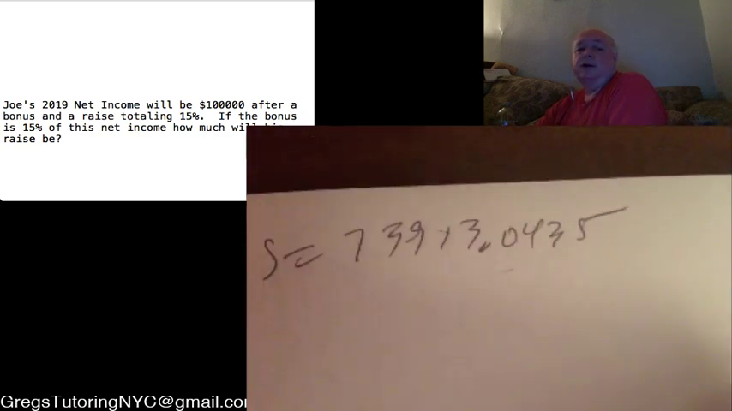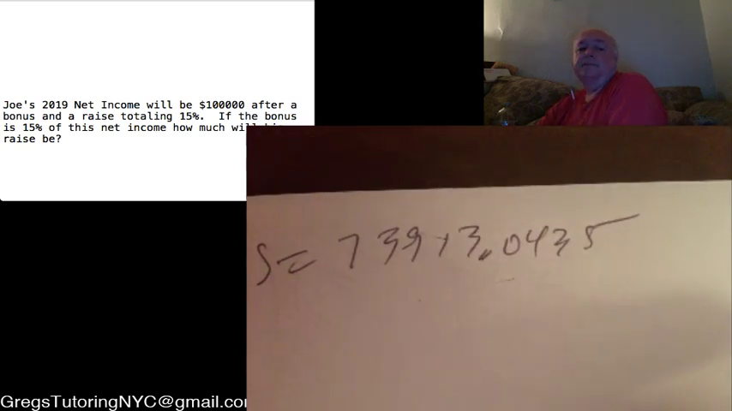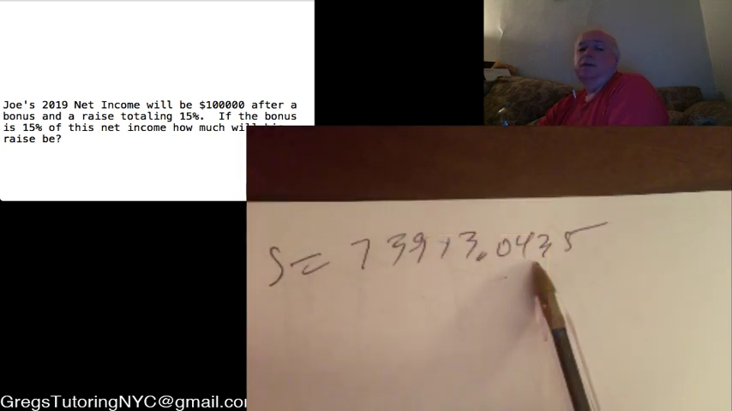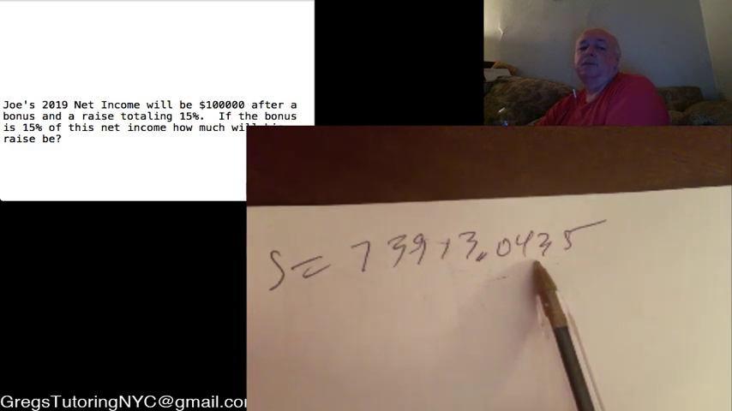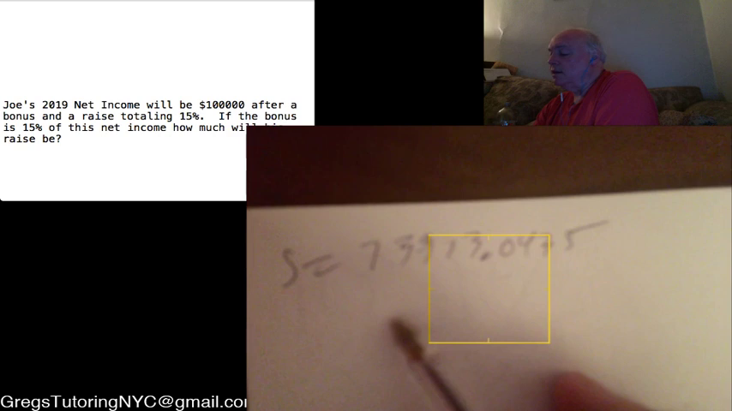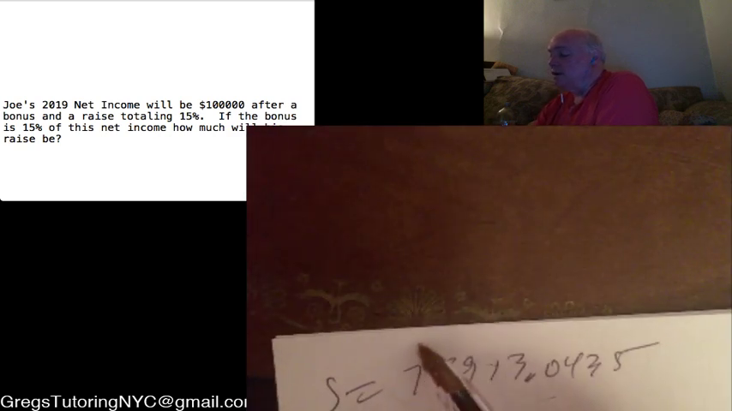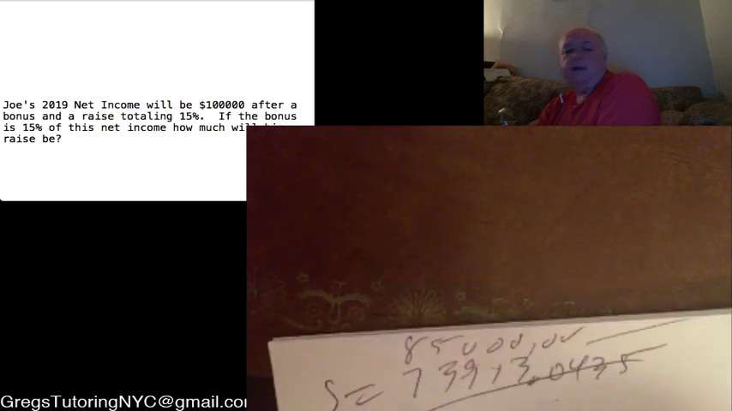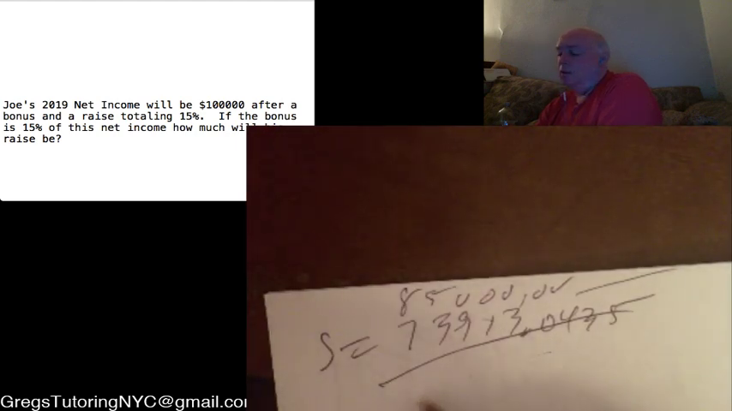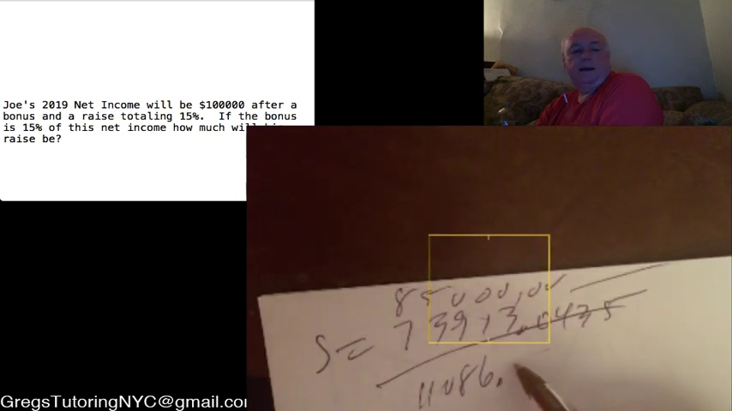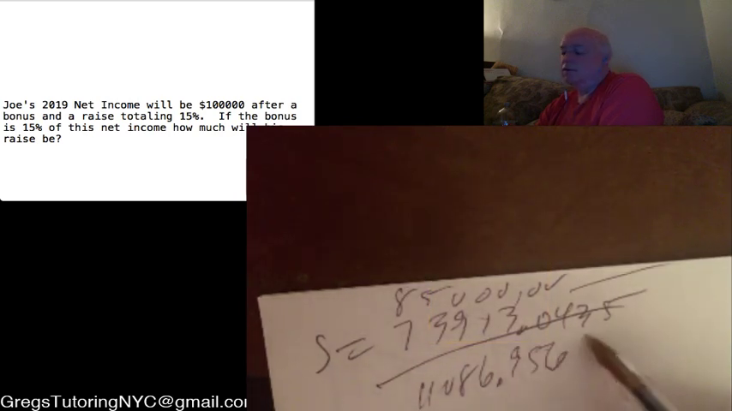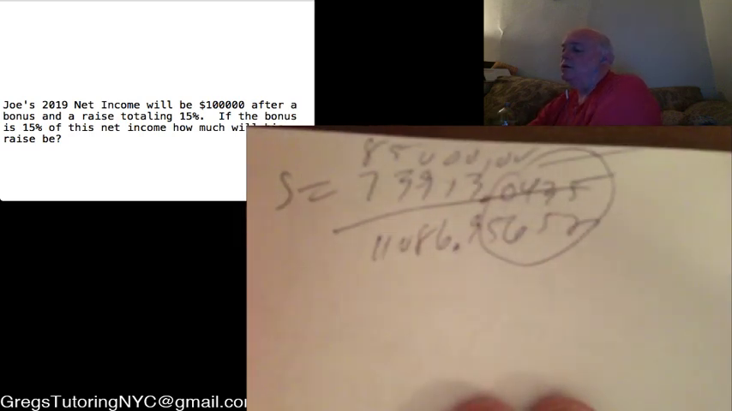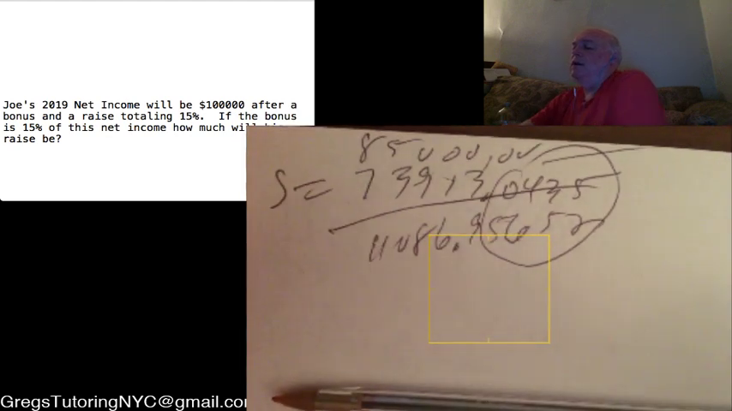So that's number one. The second thing is, this isn't what the question's asking you for. The question's asking you what his net income will be from his raise. So we have to subtract the 85,000 off of that. Okay, and when we do that, we're going to get 11086.95652.